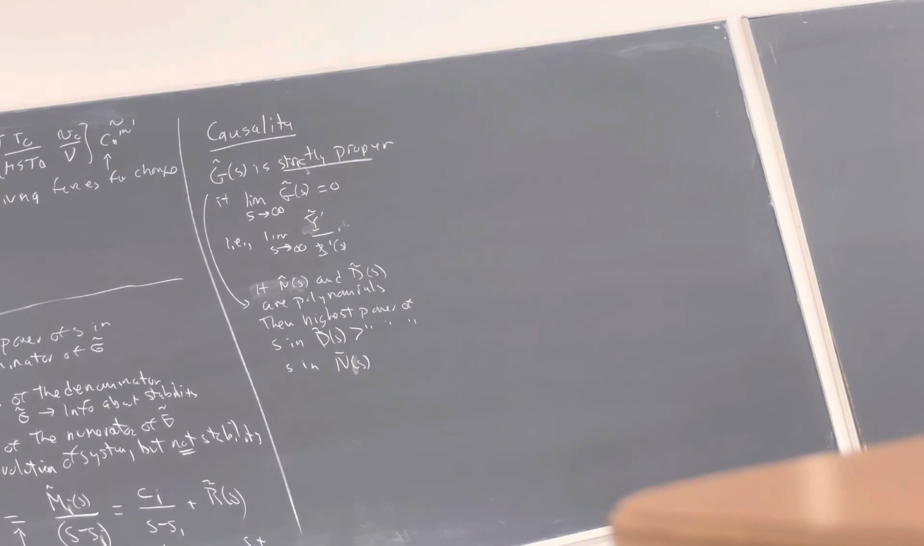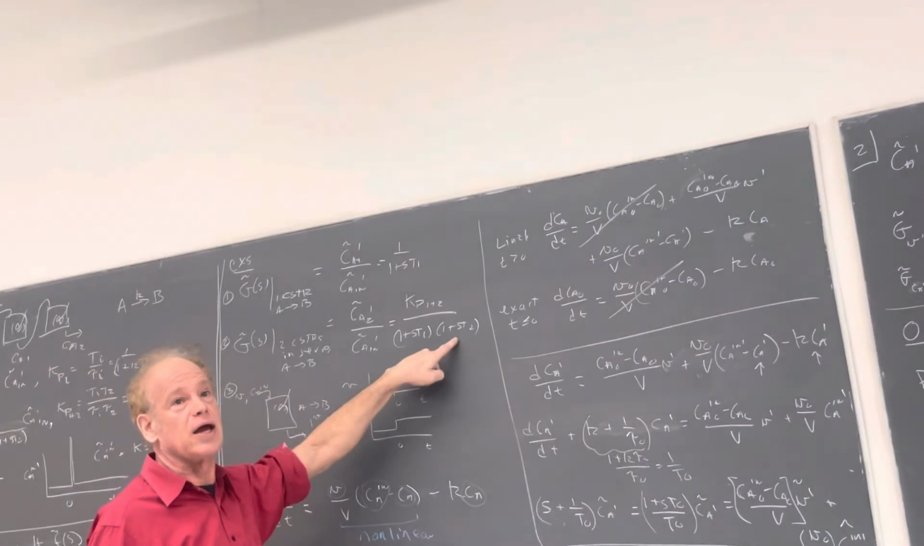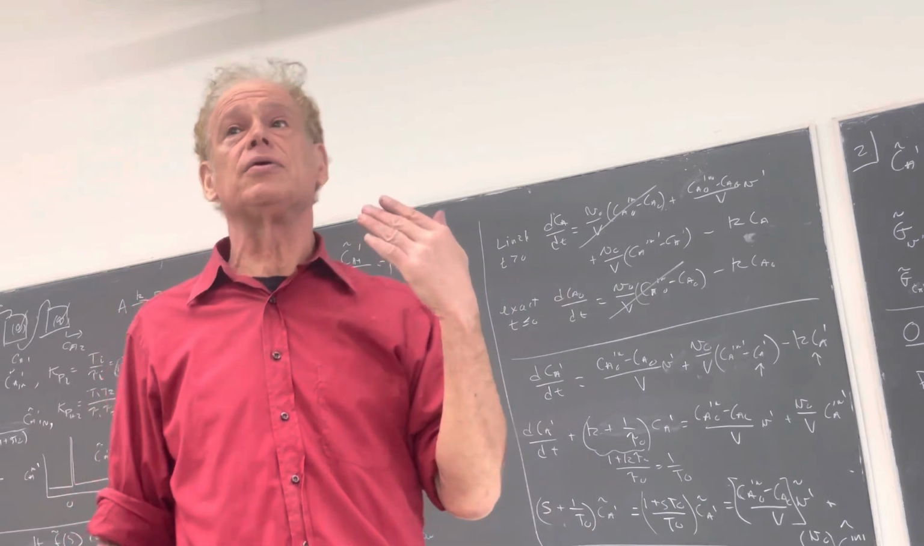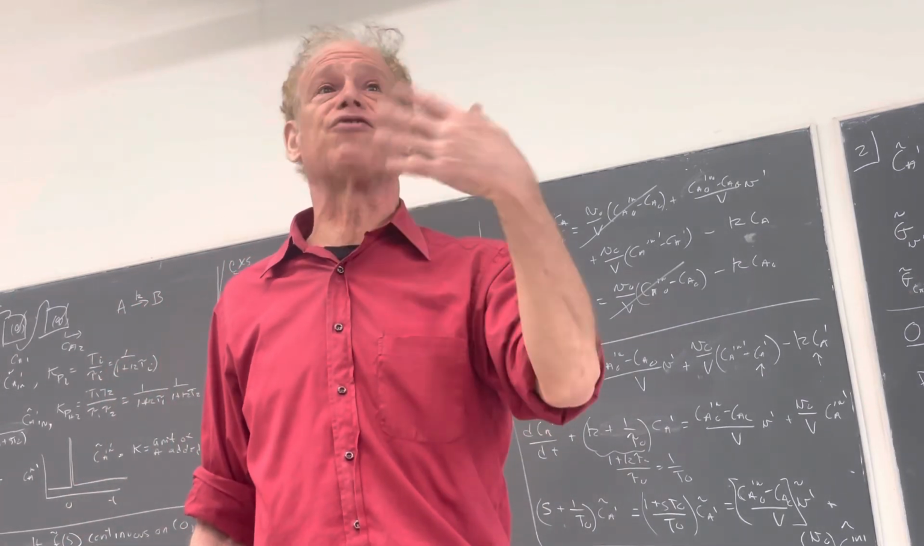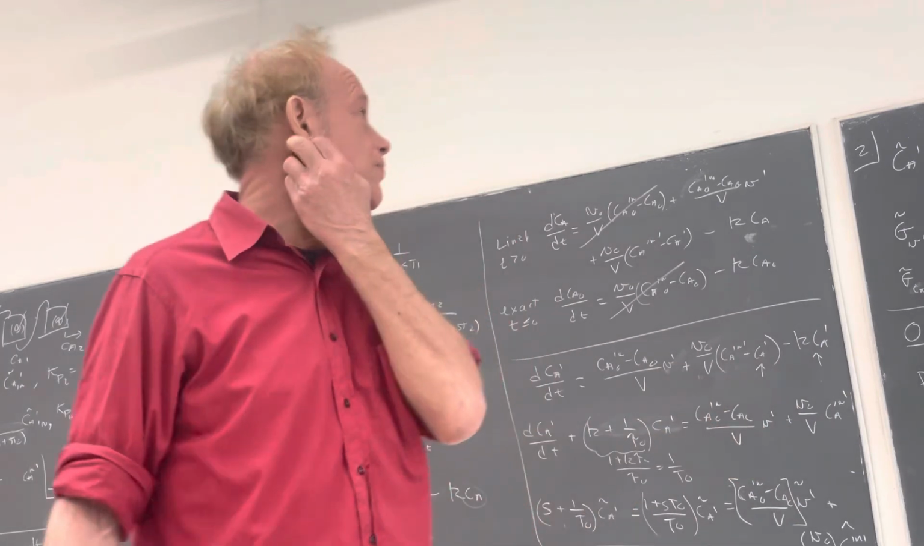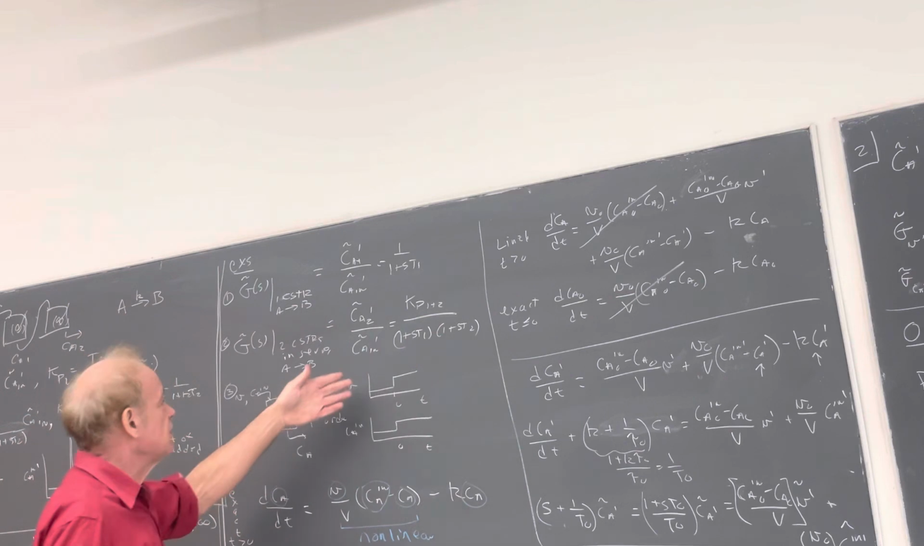Remember, where did the powers of S come from in G tilde? The powers of S came from, let's say here, this power of S in the denominator came from the DDT. This came from the DDT in the first reactor. This one came from the DDT in the second reactor. So the time derivatives on the left gave me S's for the denominator. Where would I get S's from the numerator? I would get S's from the numerator from forcing functions.